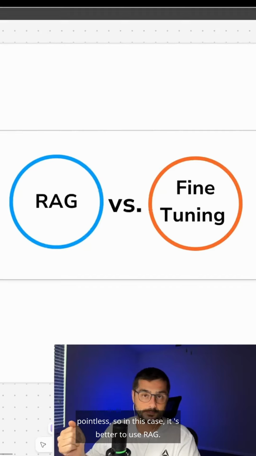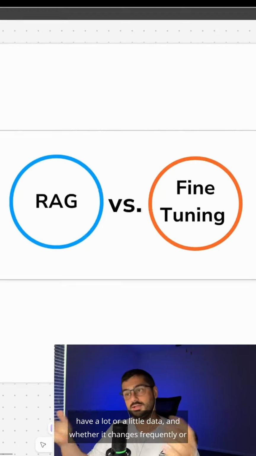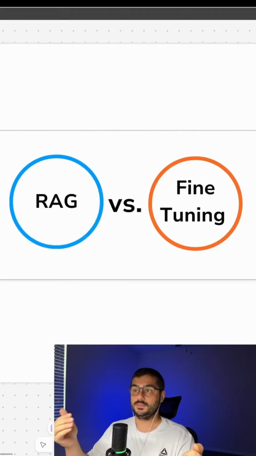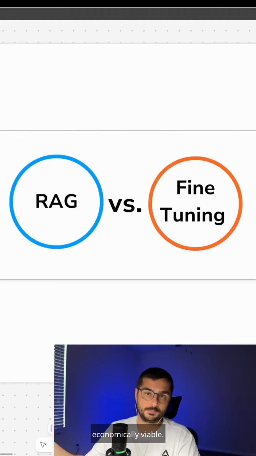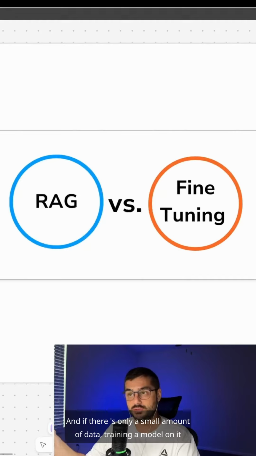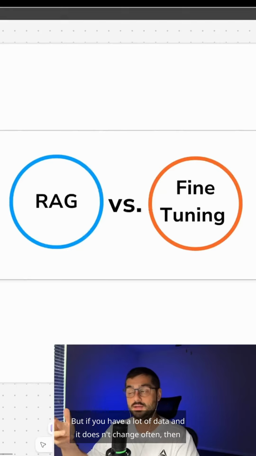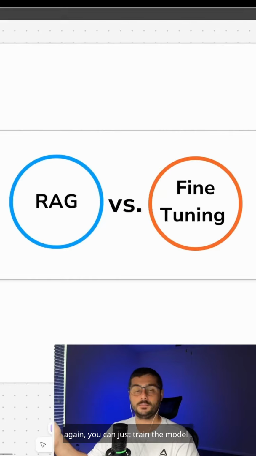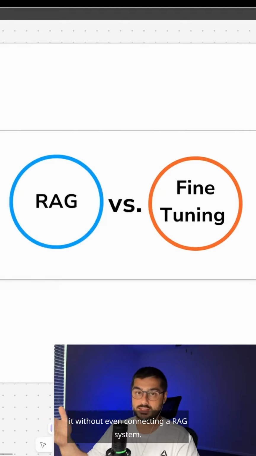As for cost, again, it depends on these two criteria, whether you have a lot or a little data, and whether it changes frequently or rarely. If the data changes often, retraining the model every time may not be economically viable. And if there's only a small amount of data, training a model on it is also pointless, because the results won't be very good, not what you'd hope for. But if you have a lot of data and it doesn't change often, then again, you can just train the model. That's it. Now it knows your business area perfectly, and you can use it without even connecting a RAG system.